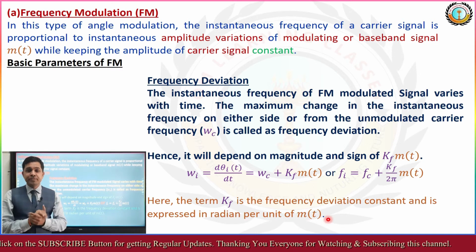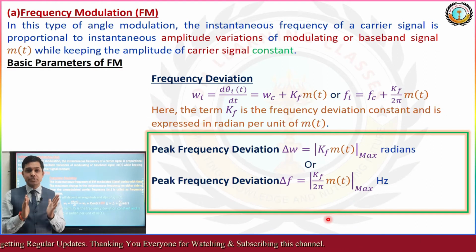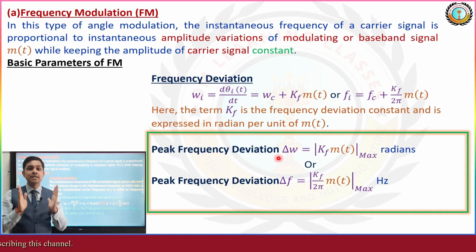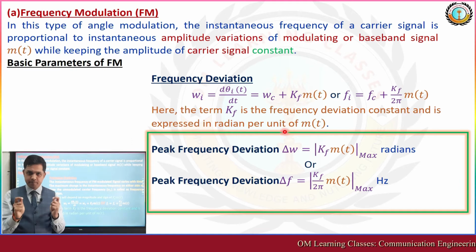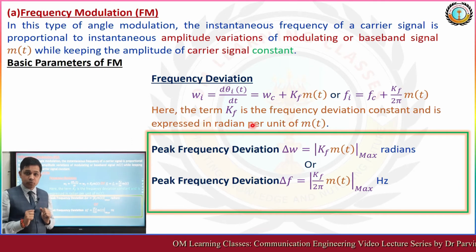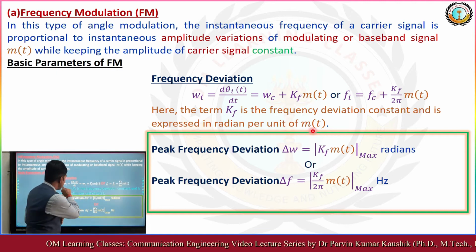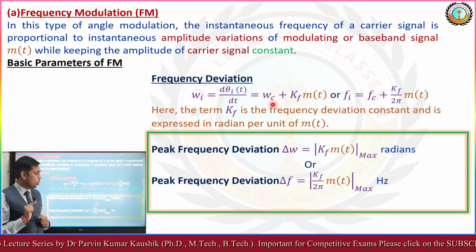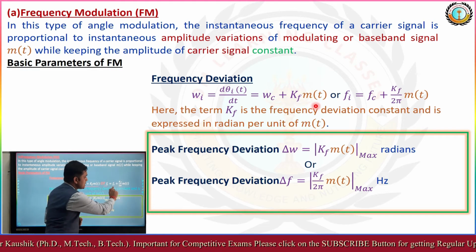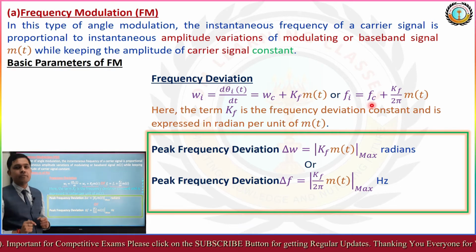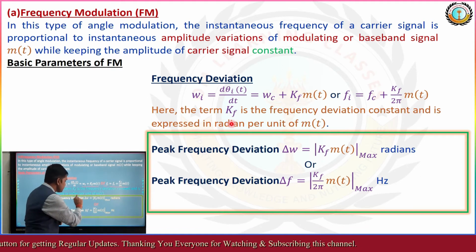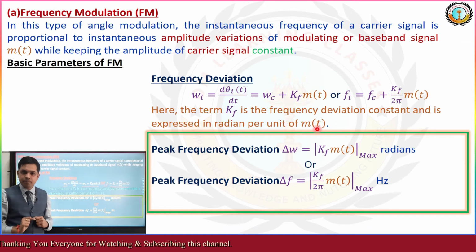Now we consider the peak frequency deviation, taking the unit of kf as radian per unit of m(t). As per the frequency deviation calculation, we get omega i equivalent to omega c plus kf m(t), or you can say fi equivalent to fc plus kf by 2 pi into m(t), where the unit of kf is radian per unit of modulating signal.